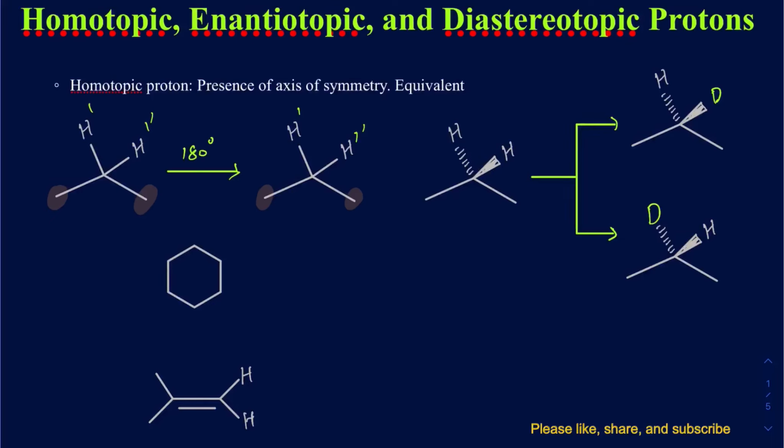Now, do I see any difference between those two structures that we have drawn here? Well, no, both of these are going to be the same. So when they give you the same molecule, even after replacing one of the hydrogens with the deuterium one by one, you're dealing with homotopic protons. So your homotopic protons are equivalent. You're not going to see two different signals in the NMR. It's just going to be one signal for those two protons in the NMR.